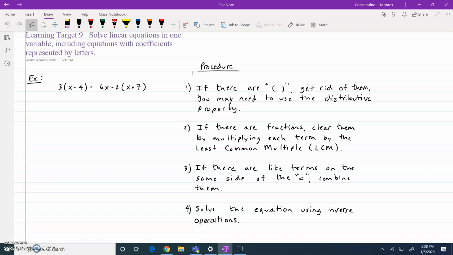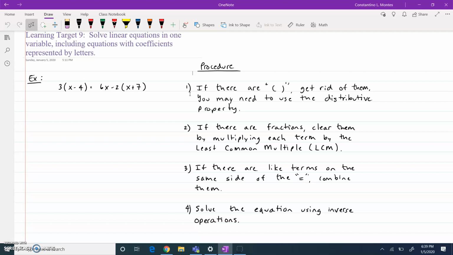Sometimes you will not have to use every single one of those steps. In fact, when you're solving some of the equations that we initially started doing at the beginning of this topic, you'd start at step 4 and just use inverse operations. But as the equations got more and more complicated, it made us have to do some of the things that I listed in steps 1, 2, and 3. But in any case, let's go ahead and get started and solve this equation.